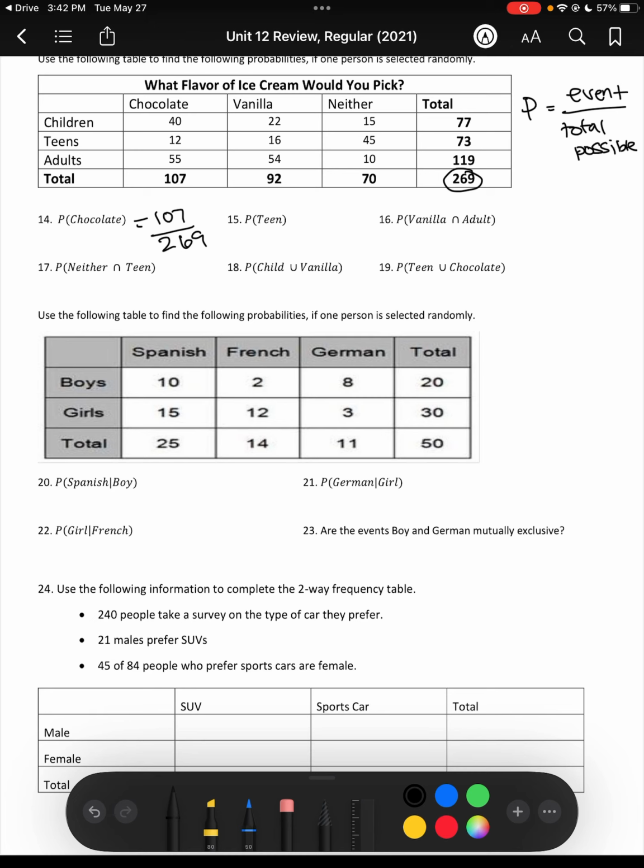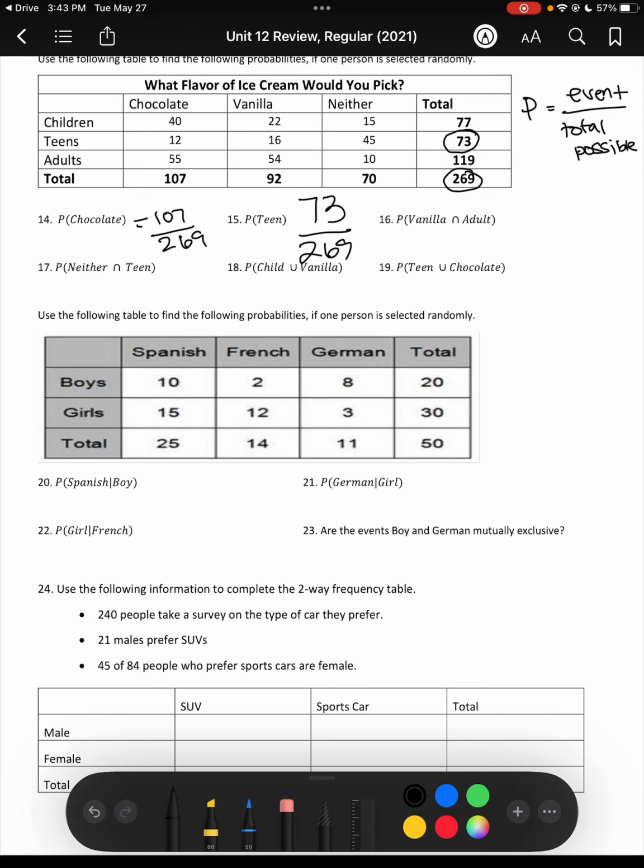What is the probability I pick someone from this group who happened to be a teenager? So I'm looking for how many total teenagers we have. There's 73. And we're still choosing from the whole group, so this is over 269.